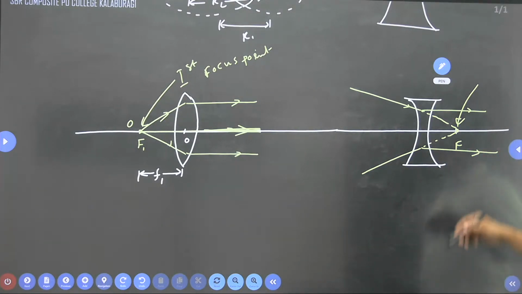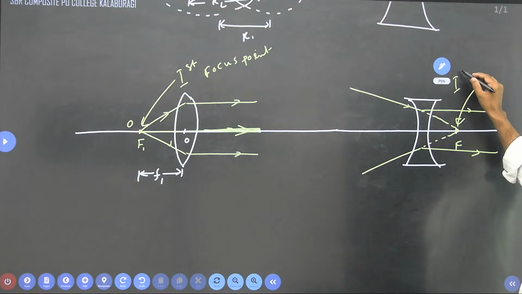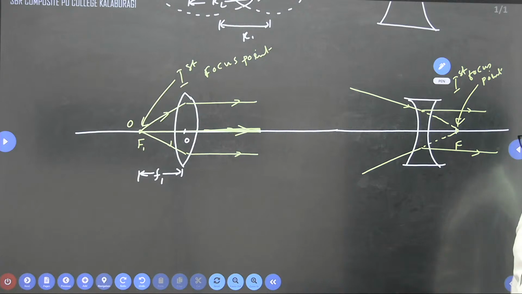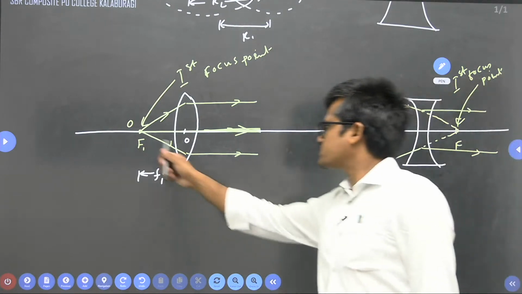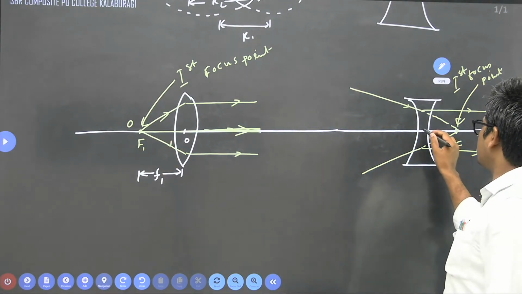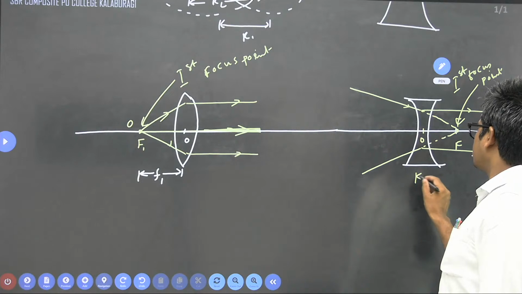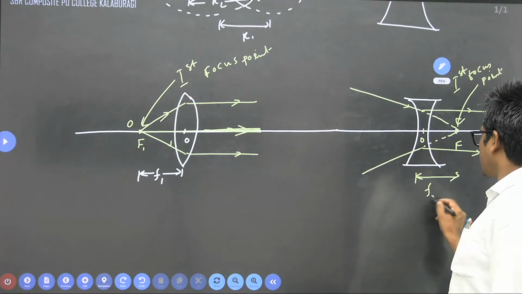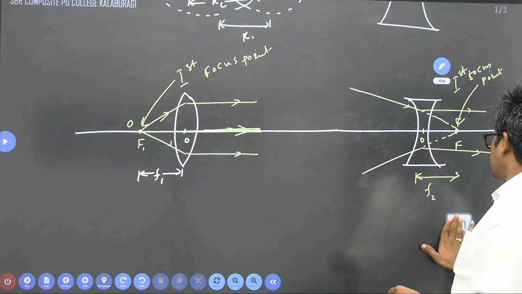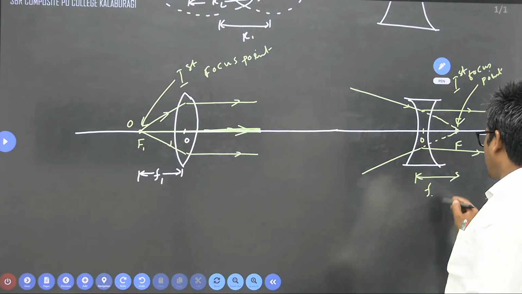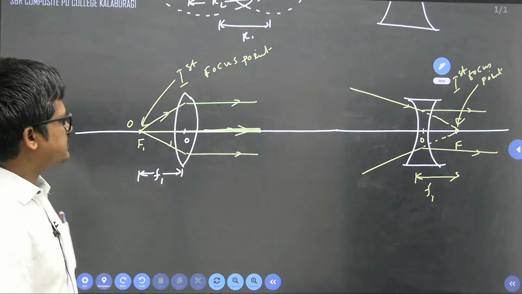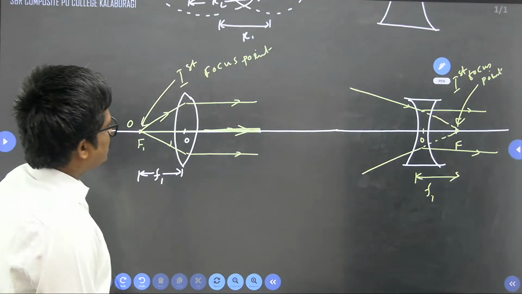What do you call this point? First focus point. You're getting my point? This is the optic center. The distance of that first focus point from the optic center is called the first focal length. Got my point? Okay. Now, let me move on.